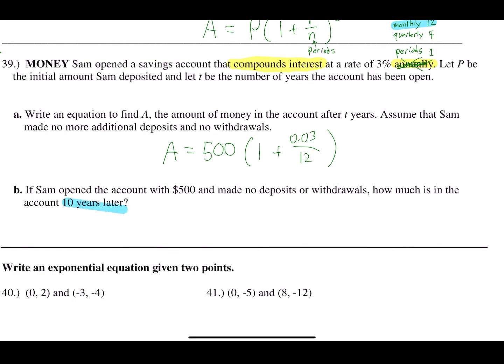We have 10 years later. So 10 years times the number of periods. 12 months happens 12 times a year. So 12 times every year would be 12 times 10. Take this whole thing and plug this into your calculator, and you'll find an answer.